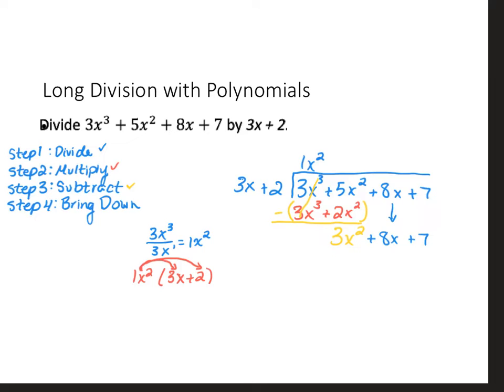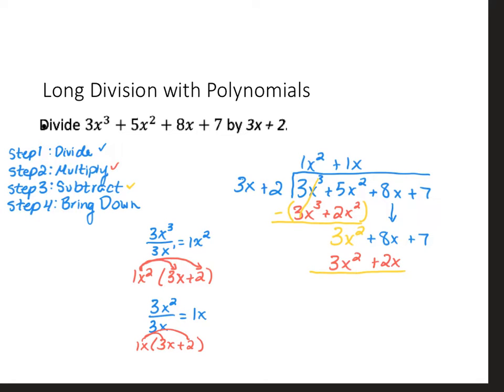So again, going back to division, I'm going to divide my 3x squared, now divided by 3x. Again, I want to reduce. 3 divided by 3 is 1. X squared divided by x is x to the first power. So this is a 1x, and I don't have to put the first power. So my next term is going to be this linear 1x. Okay. Once I have divided, I'm going to multiply. So I'm going to take this 1x and multiply it by my divisor, 3x plus 2.